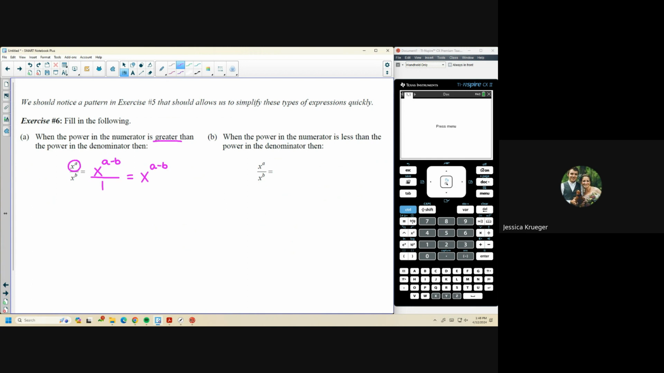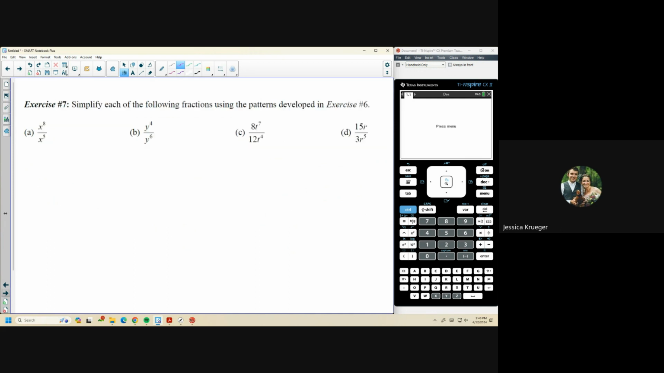When the power in the numerator is less than the power in the denominator, so when you have more in the bottom, the numerator is going to become a 1. And how many are left in the bottom is going to be just the difference between the bottom and the top. So that's a quick little shortcut, but you can always go back to finding the GCF and rewriting it. That method will always work.